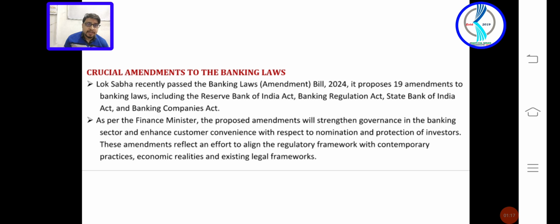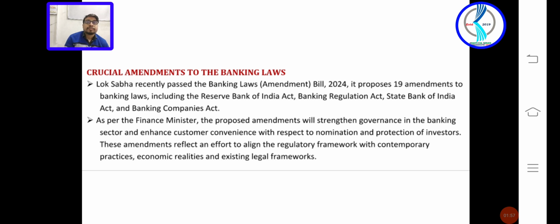But it will bring major changes in your Banking Regulation Act 1949. That's why the name of the bill is Banking Laws Bill 2024, because it brings a lot of major changes to the Act of 1949. However, it brings a lot of minor changes in the SBI Act, the RBI Act, and the 1970 and 1980 Acts of Banking Nationalization.